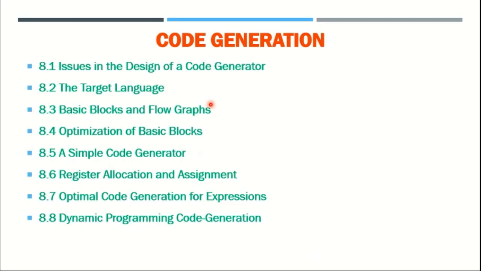These are the concepts we should cover in code generation: issues in the design of a code generator, how to choose the target language, basic blocks and flow graphs, optimization of basic blocks, a simple code generator, register allocation and assignment, optimal code generation of expressions, and dynamic programming code generation. In this video, we discuss the first one, issues in the design of a code generator.